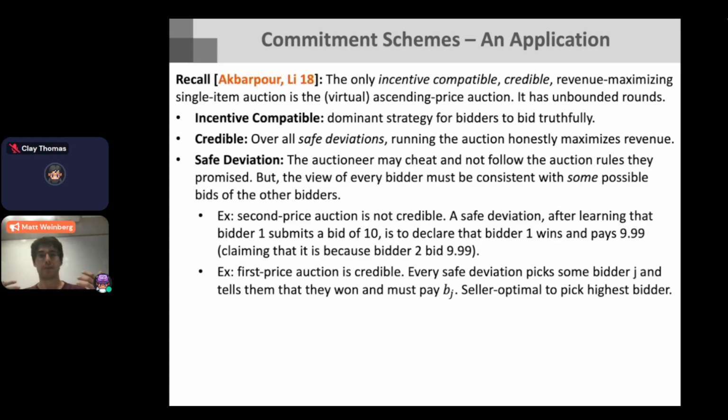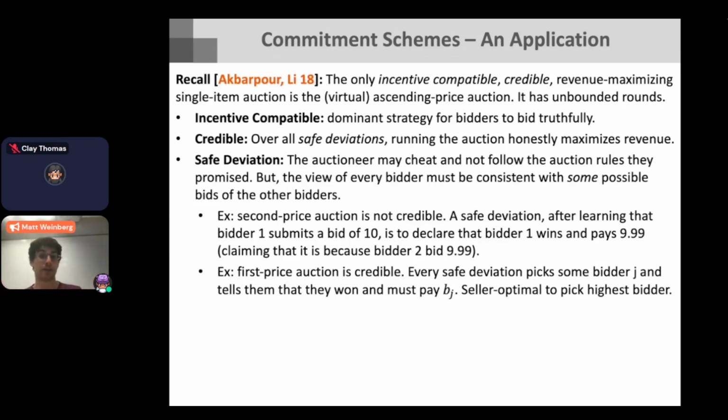So like if you tell a bidder, hey, I know you submitted a bid of 10, but you need to pay me 30, then the bidder would know that you're cheating them. But you should cheat in a way that is at least possibly consistent with some state of the world of what the other bidders did. So for example, the second price auction is not credible. One safe deviation for the auctioneer is, after learning that bidder one submits a bid of 10, they can say, bidder one, you won, and you have to pay $9.99, and that's because bidder two submitted $9.99.